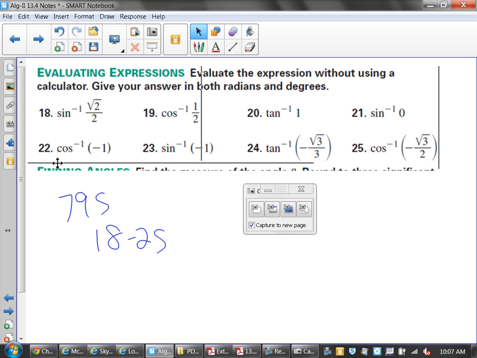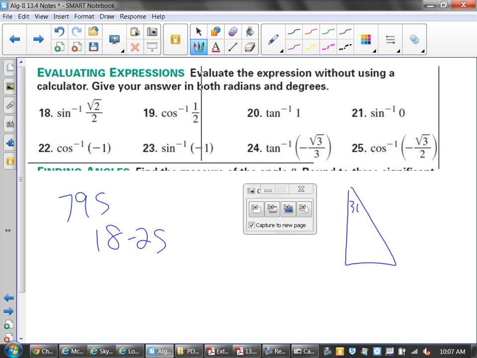Of -1/2? All right, so -1/2 means you're at 30, 60, 90. So the inverse sine of that has to go out to the 30 degree, but it's negative, so it's -30 degrees or negative pi over 6.